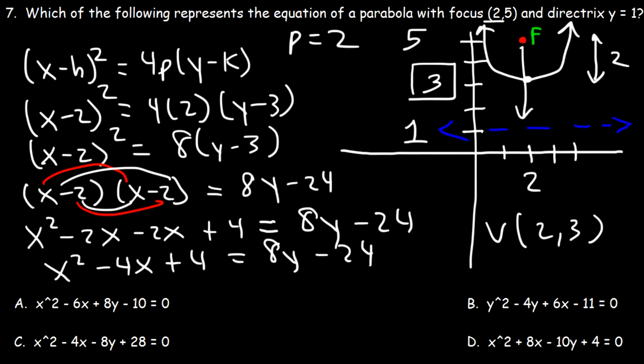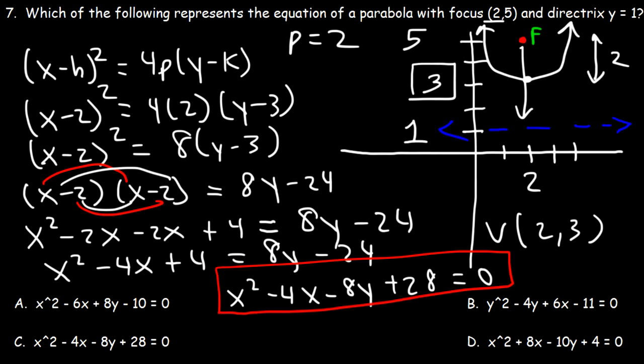So now let's move the 8y to the left side, and let's add 24 to both sides. So it's x squared minus 4x minus 8y, and then 4 plus 24, that's 28. And so this is the equation. It's x squared minus 4x minus 8y plus 28. And so C is the right answer.